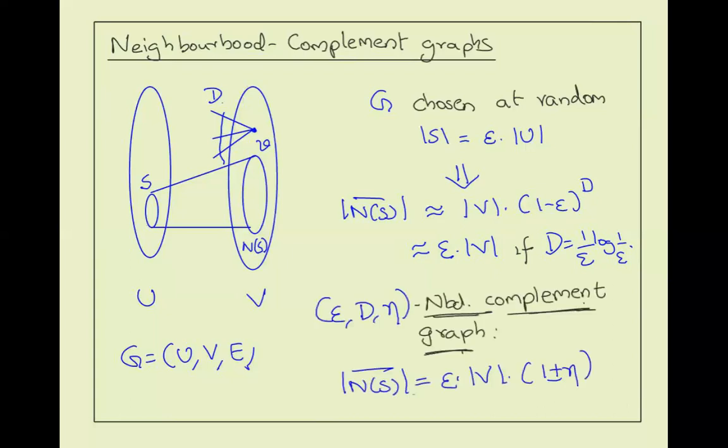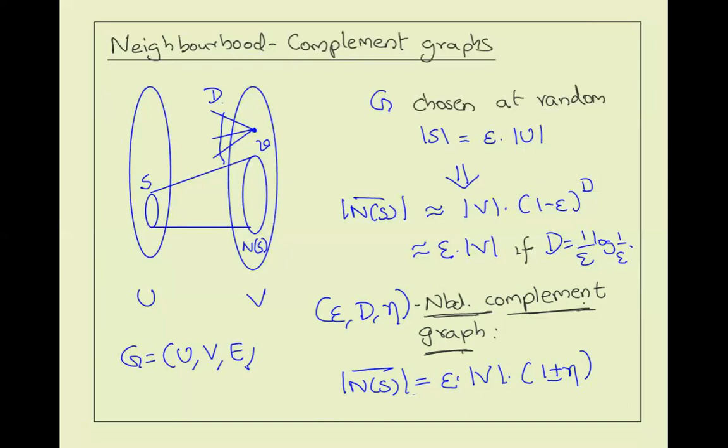And this is essentially the property of a random graph that we are trying to emulate in our deterministic construction. So we define this notion of an epsilon, d, eta neighborhood complement graph to be a graph where for every subset S, the size of the complement of the neighborhood is essentially what is expected in a random graph up to a small multiplicative factor, a 1 plus or minus eta factor, which is one of the parameters defining the graph. So a neighborhood complement graph is one where the size of the neighborhood, and more importantly, the size of the complement of the neighborhood accurately reflects the size of the set S on the left-hand side. Essentially, it emulates what would happen in a random graph with this kind of right degree. So that's the definition of a neighborhood complement graph.